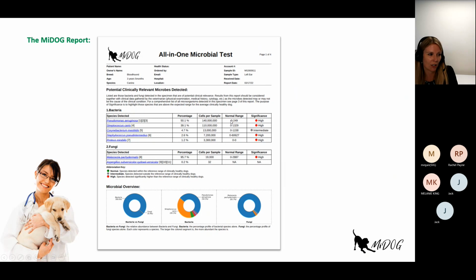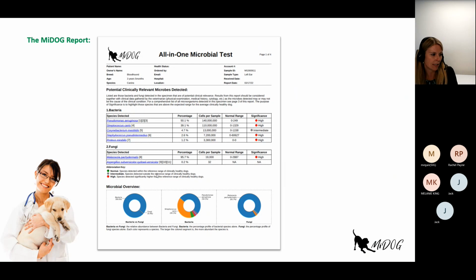If this was a feline patient, you would still see millions of cells versus just 32 of Aspergillus in this case. So you would still see the clinically relevant pathogens right away. Here for the fungal profile, we do see a lot of Malassezia with just a few Aspergillus, and this is a great example of how important it is to have the absolute quantification.